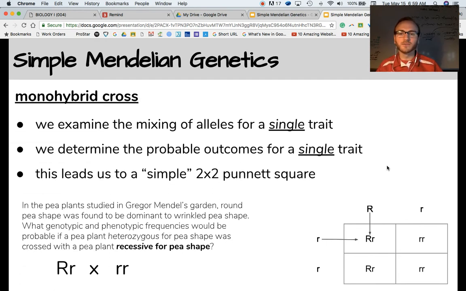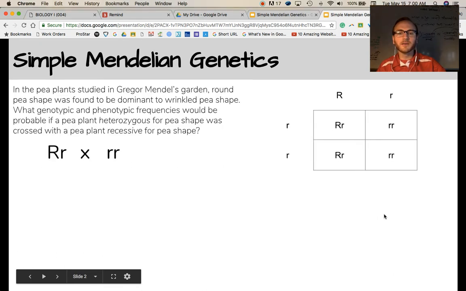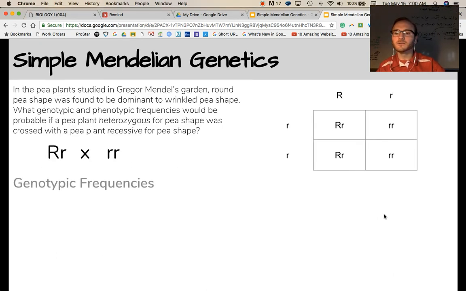Now that alone does not answer the questions that are being asked. The actual questions, if we go back to the word problem, are asking for the genotypic and phenotypic frequencies that are probable for this cross. And so we actually have to take this information that we've generated in our Punnett square, and we have to do some maths on it, okay?